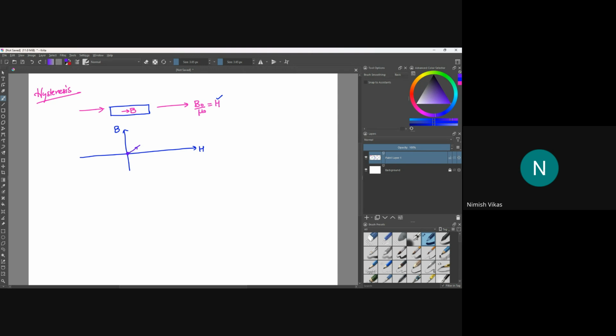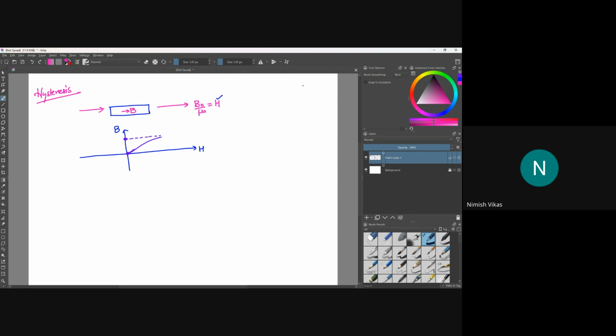What happens is after a certain point, B doesn't increase much; it kind of saturates. This happens when all the domains are perfectly aligned. Once all the domains are perfectly aligned, they cannot align anymore. So what you see is something like this. There will be a saturation in the magnetic field. This is called the saturation magnetic field. That is the maximum that you can produce inside the material.